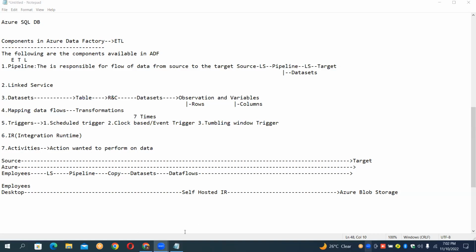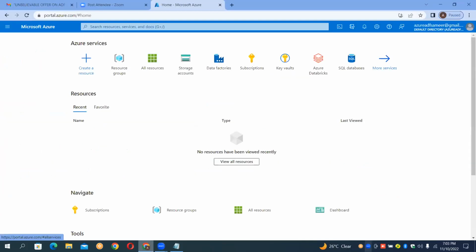Sir, could you please provide the soft copy of Azure? Soft copy of what? Azure material, or this particular portal? Material. Okay, the material will be given to you during the course, on the Google Drive. Okay, sir.